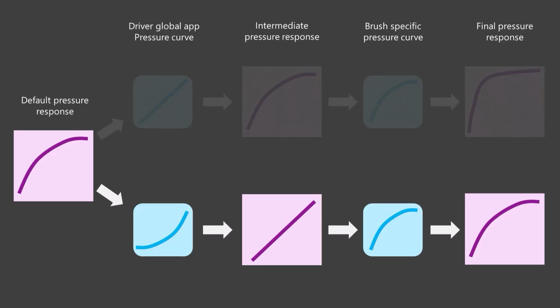Now let's walk through that pipeline again, except this time I'll be using that new curve. We start with the default pressure response, and now the driver applies its curve. And in this case, I'm using that curve that provides the linearization. Now the intermediate pressure response will be linear or very close to it. Then we apply the brush pressure curve. And the final pressure response looks much more like the brush pressure curve. And I think this is giving us the intended behavior from this brush.